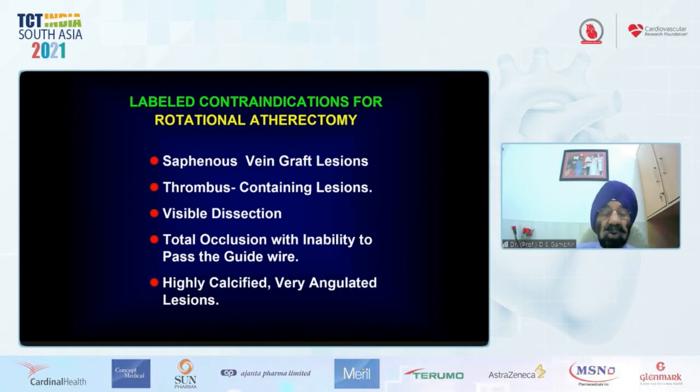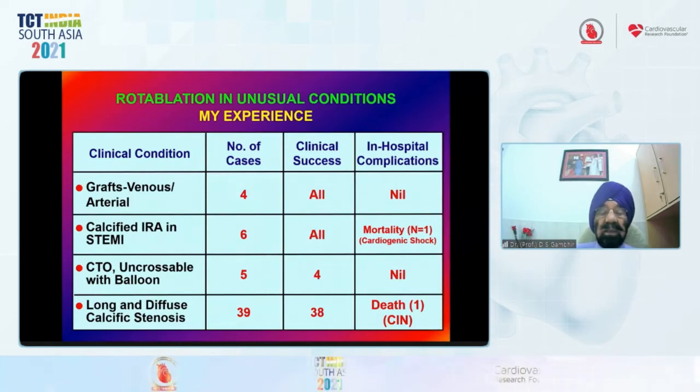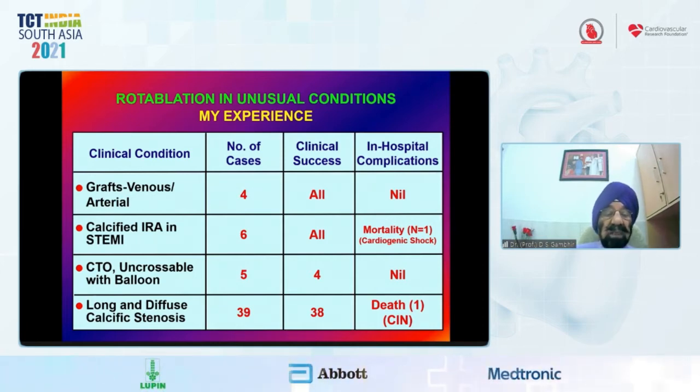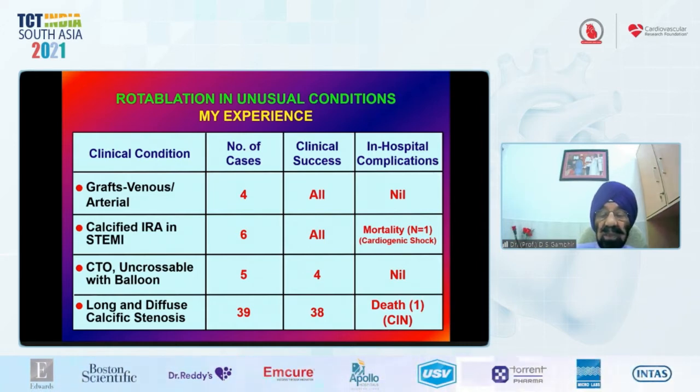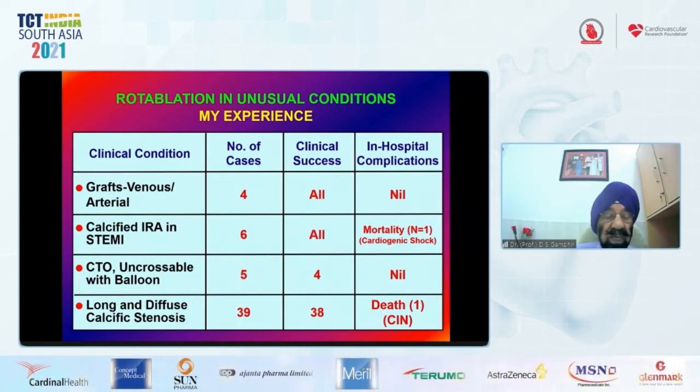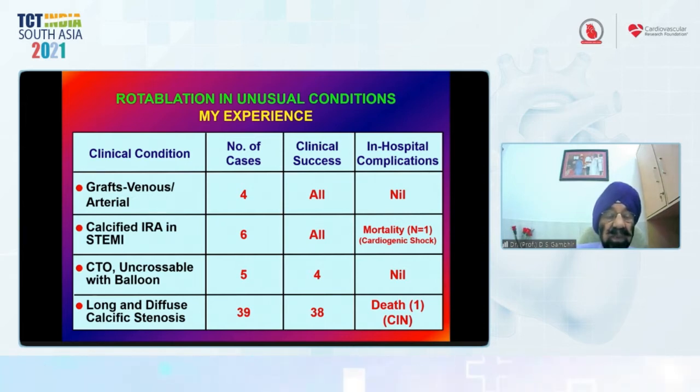So I'm going to show you something different today. These are the unusual conditions where I have been doing rota, out of my 1600 cases over the past 2.5 decades. First, 4 cases of graft stenosis, both arterial and venous, with clinical success in all. The second group was calcified infarct-related artery in STEMI, where we used rotablation as the primary modality of treatment. This was done in 6 cases with success in all, and one patient died due to cardiogenic shock during the hospital stay.